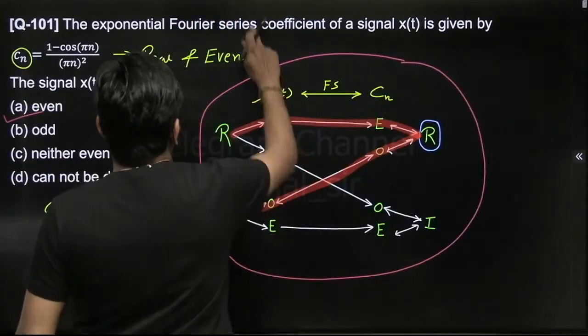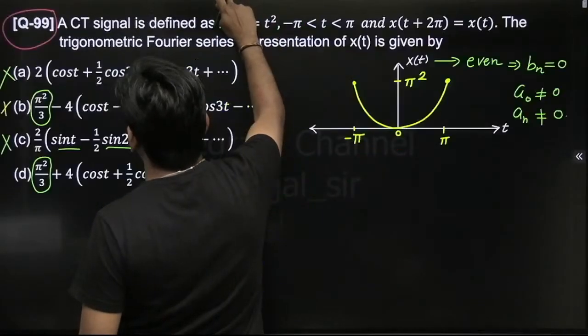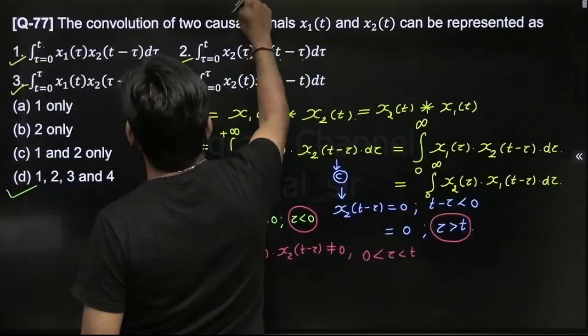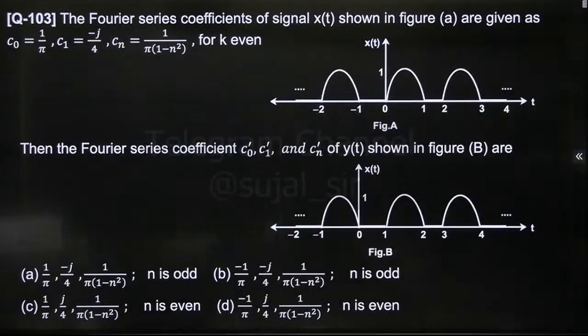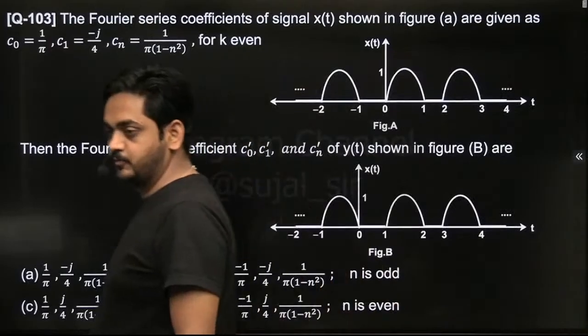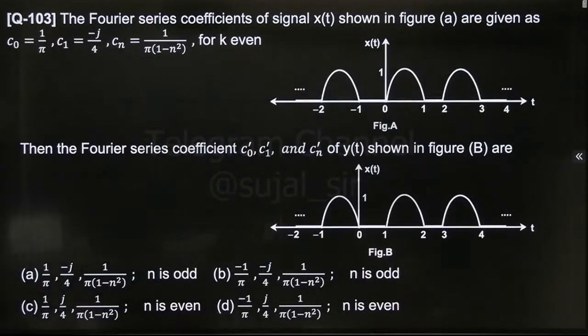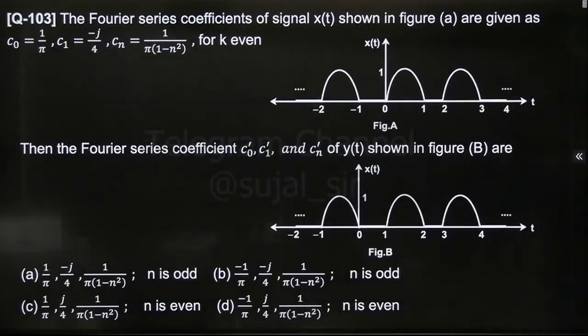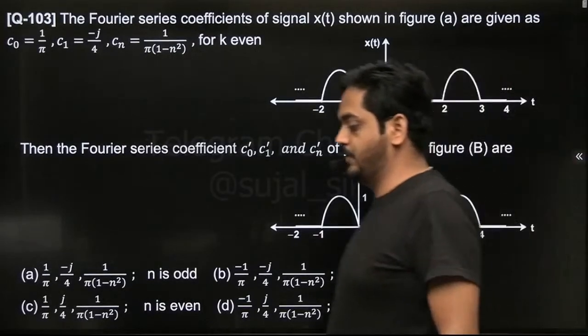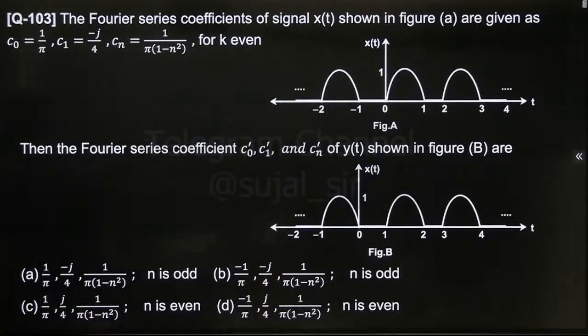So this is question number 102, guys. Where is 103? Here. This is question number 103, guys. This is also a very much interesting question. The Fourier series coefficients of a signal x of t. Total we completed 102 questions. I will provide you more than 200 questions of entire signals and systems. Different questions, different topics.